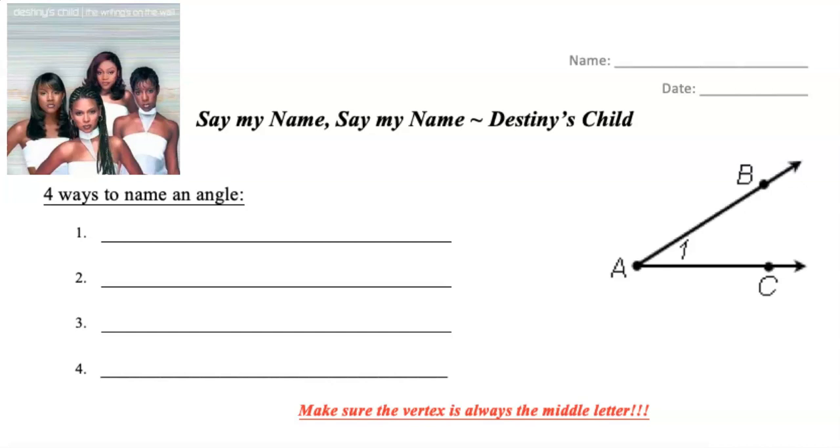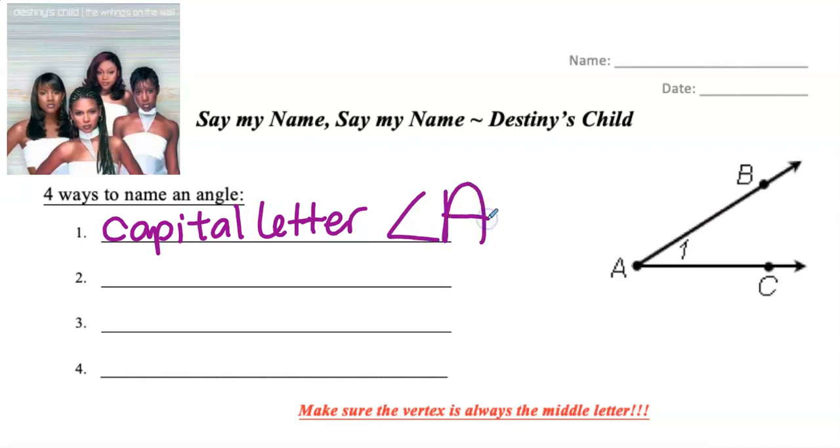Alright guys, so today we're going to be learning the 4 ways to name an angle. So the first way to name an angle is with a capital letter. So in this example, I would have angle A. So A is my vertex, it's the middle letter, and that's how I would name the first angle.